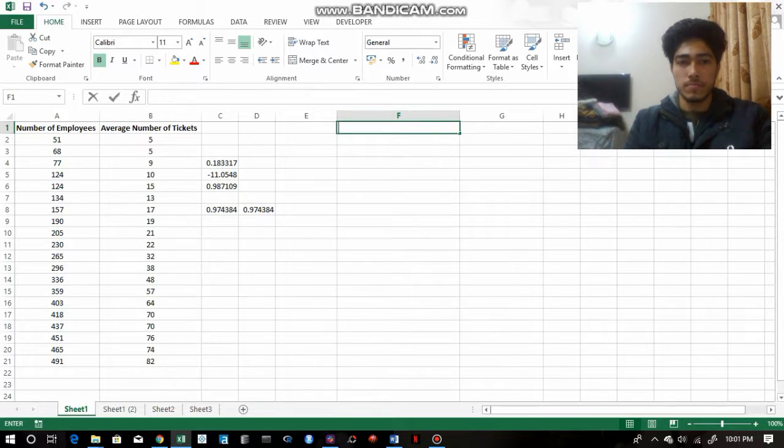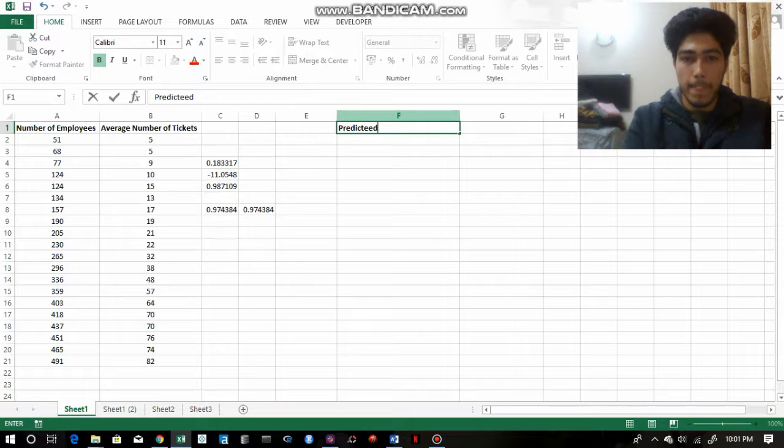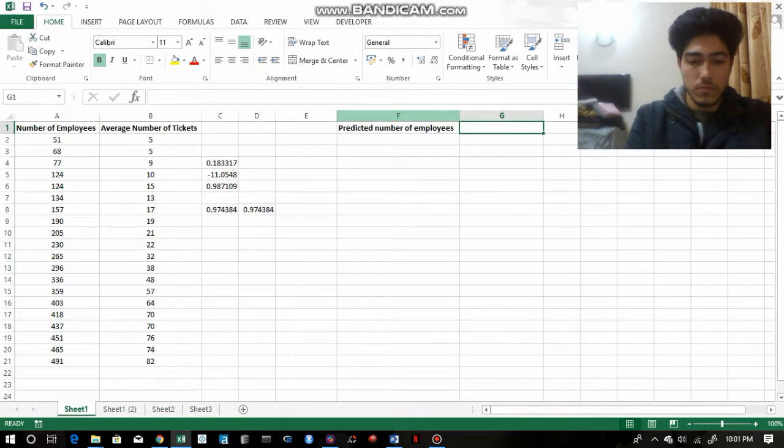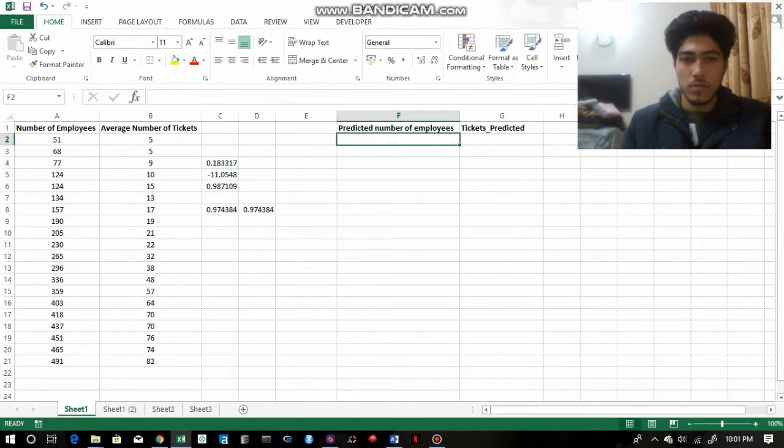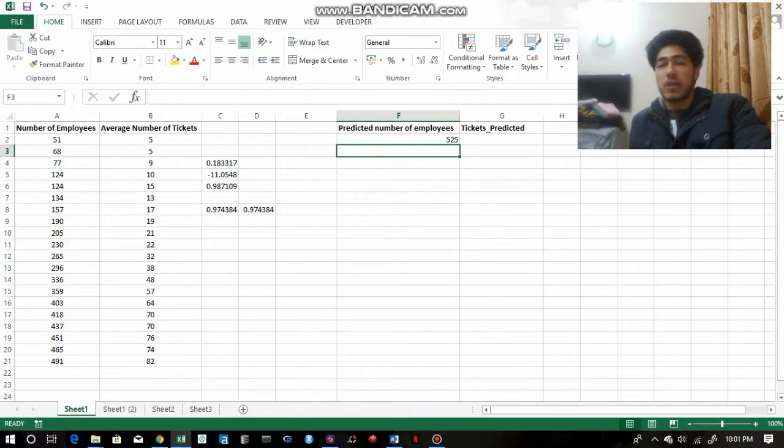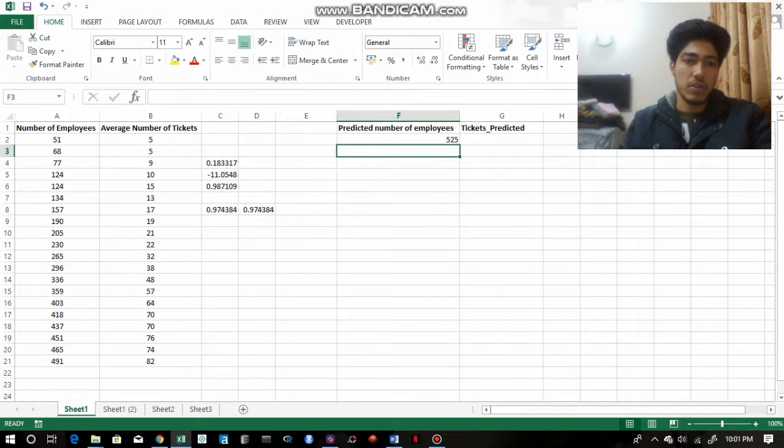Now let us suppose in the next year we are assuming that there will be 525 employees in our company. What is the forecasted or predicted number of tickets we are able to process in a particular day? We will be predicting it with what we have learned.